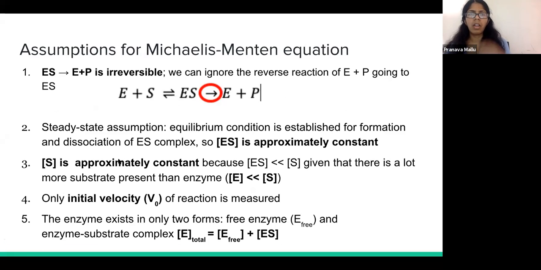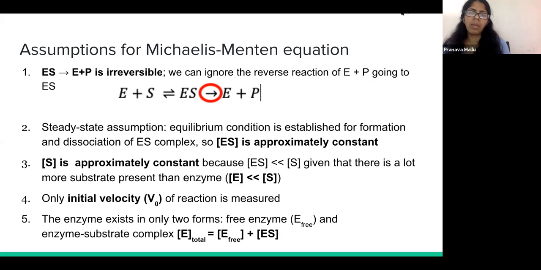Okay, but another important part to know about the Michaelis-Menten equation is that there are certain assumptions you make in order to derive that equation. The first one is that you essentially have to ignore the reverse reaction when you're going from the enzyme substrate complex to the enzyme and product formation. This has more to do with how you actually get the equation, so you don't need to know too much about it.